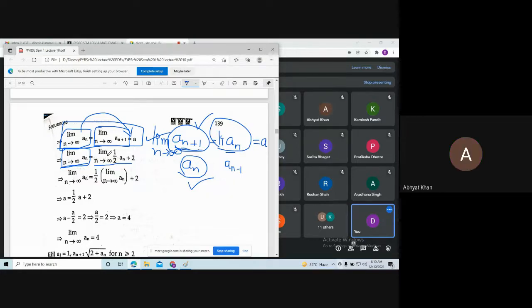Yes, sir. Now this 1 by 2 is constant, so you take it outside and take the limit of An. Here we are assuming the limit of An and the limit of An plus 1 is nothing but a. So this limit gives me a, and this limit also gives me a, and you keep this plus 2 as it is. Now you shift this to the left hand side, so we have a minus a by 2 equals 2. This gives me a by 2 equals 2, so a equals 4. So where is the limit of An converging? The limit of An is converging to 4.